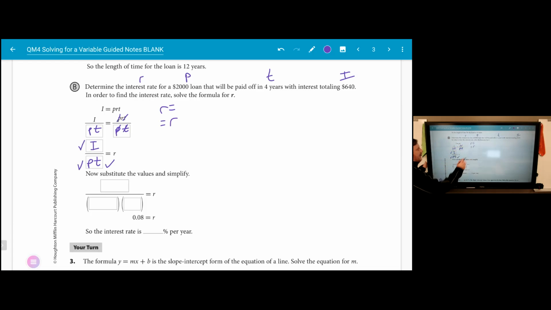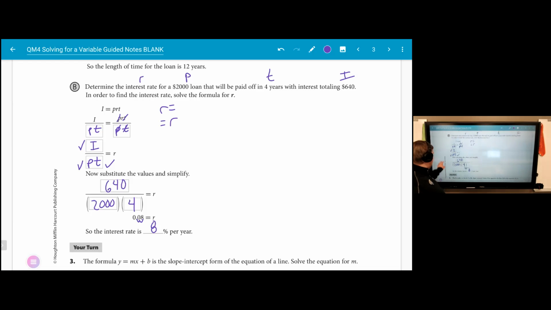Substitute the values. We said I was 640. We said P was 2,000. And we said the time was 4 years. We do the 2,000 times 4, 640 divided by 8,000 is 8 hundredths. We need to take that 8 hundredths and make it a percent. We move the decimal over 2 places. 1, 2. The interest rate is 8% per year.